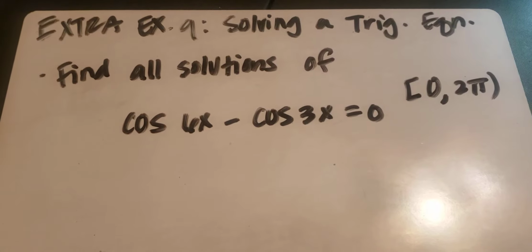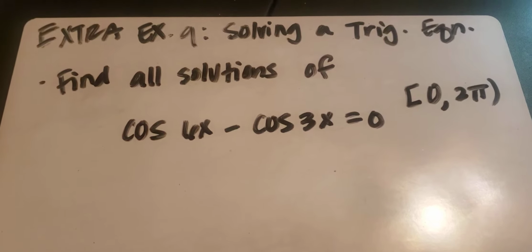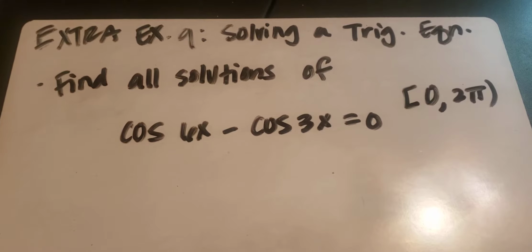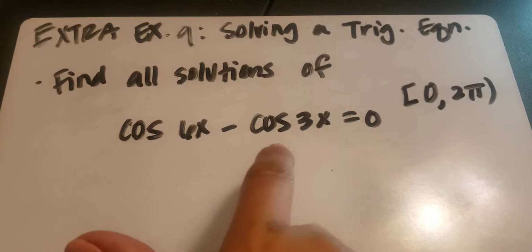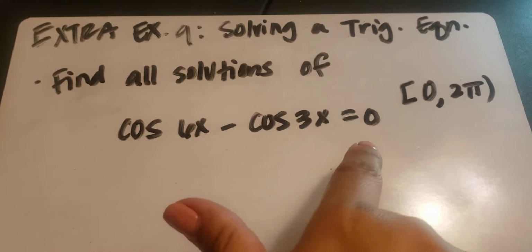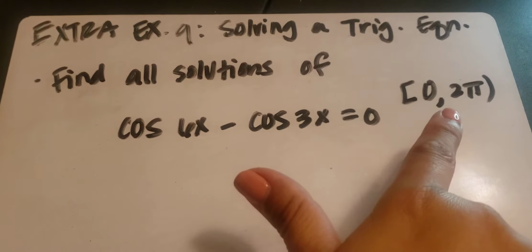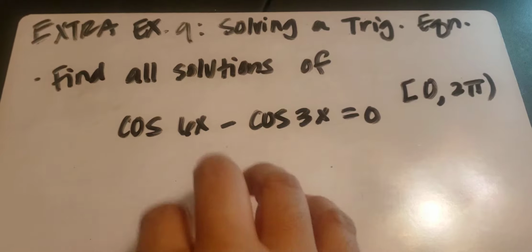All right, boys and girls, we're moving on to the very last example, example 9, and it's solving a trig equation. It says find all solutions of cosine of 6x minus cosine of 3x equals 0 between 0 and 2 pi. Okay? All right, here we go.